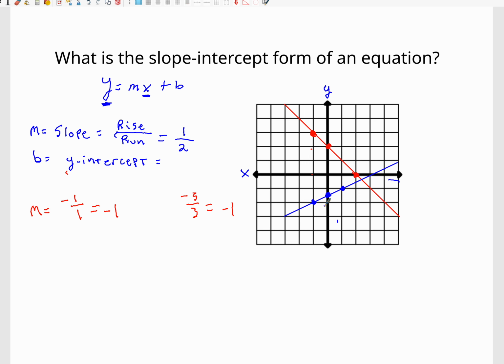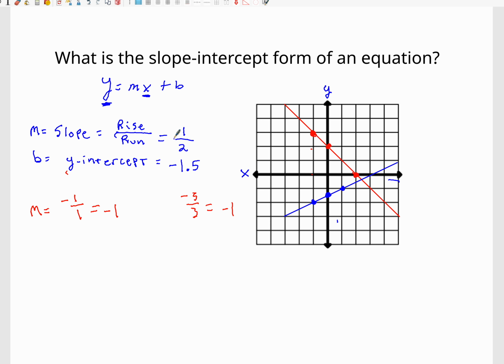But it's negative 1. Well, it's negative 1/2. Negative 1.5. With the y-intercept, mixed numbers, even decimals are okay. I don't care about those. With our slope, I always want to leave it as a fraction because that fraction helps me count the rise and the run. With the y-intercept, it doesn't matter if it's a decimal or fraction. So the negative 1/2 is that blue.